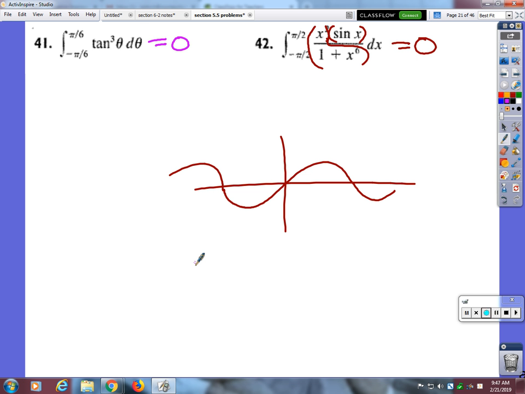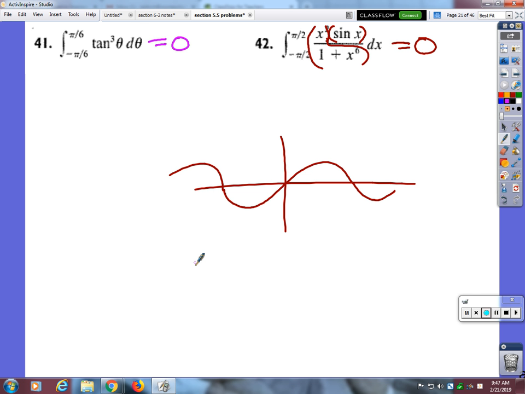Remember that this to this and it's odd. So why is the tangent cube not squared? Because if you square a negative number, you get a positive number. But if you cube a negative number, you still get a negative number. So for it to be an odd function, when you plug a number in, it has to keep its sign.